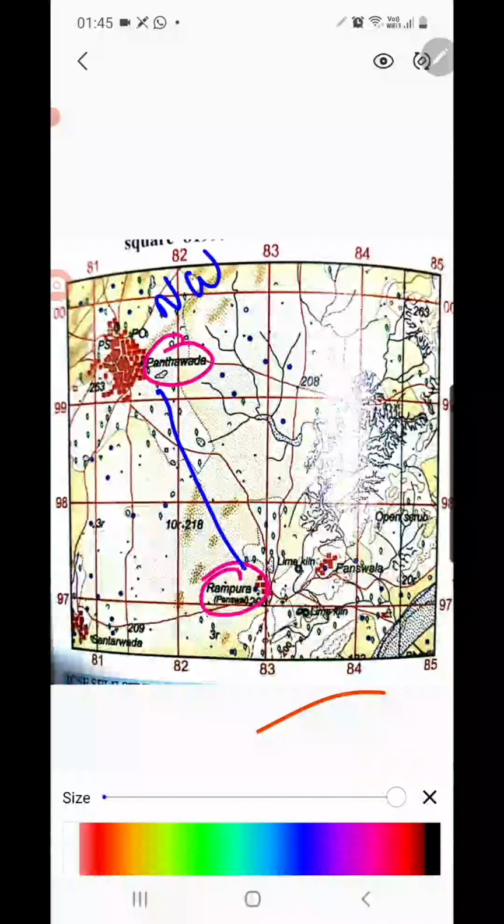Okay. Now from Pantuvada to spot height 208, what is the direction? From Pantuvada to 208, it is southeast, because the line comes like this, southeast. It is southeast. Is it clear? Okay, this is how we need to find the direction of a place.